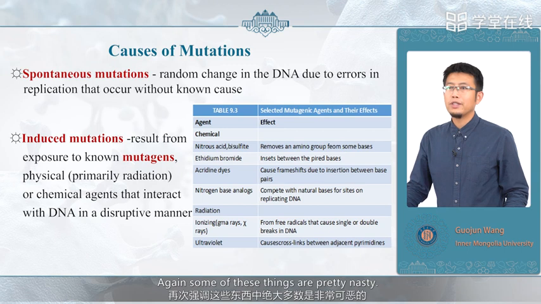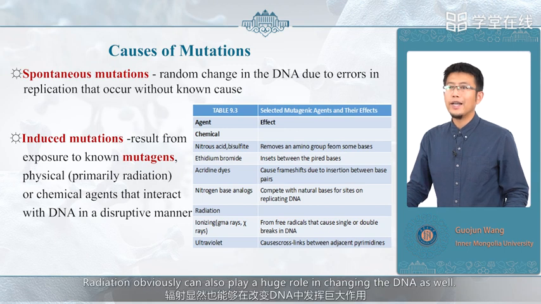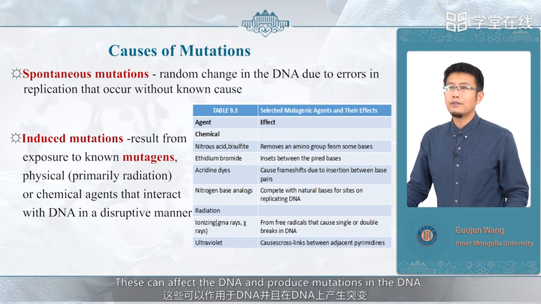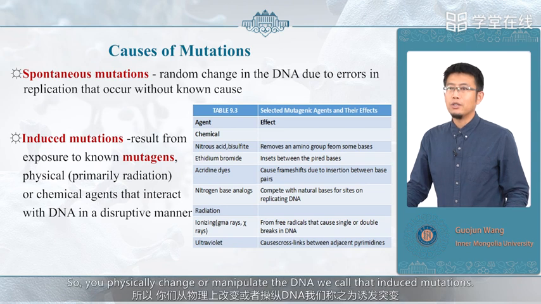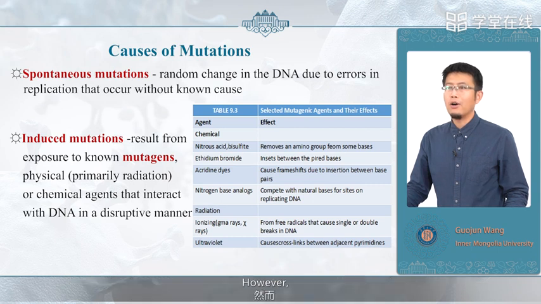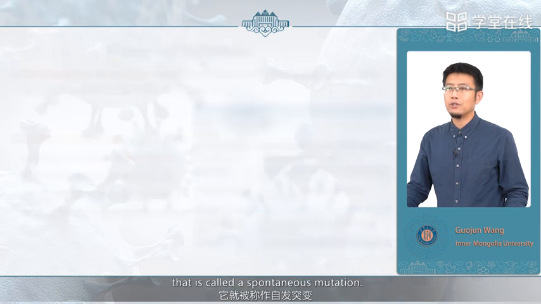Again, some of these things are pretty nasty. Radiation, obviously, can also play a huge role in changing the DNA as well. This can affect the DNA and produce mutations in DNA. So, you physically change or manipulate the DNA. We call that induced mutations. However, when it occurs in nature, that is called spontaneous mutation.